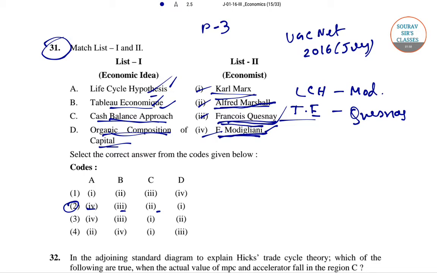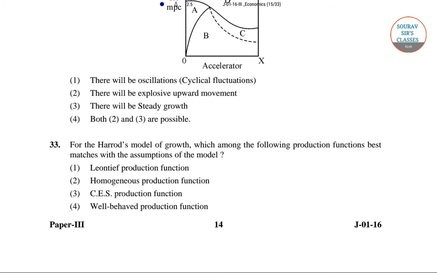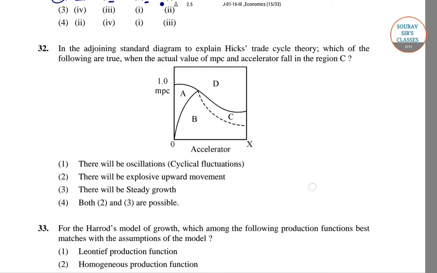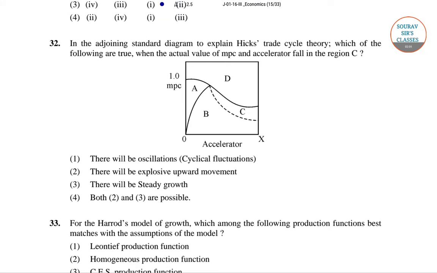Now we'll go to the next question, which is question number 32. In question number 32, it is given: in the following adjoining standard diagram to explain Hicks trade cycle theory, which of the following are true when actual value of MPC and accelerator fall in the region C. So we know for question number 32 there will be cyclical fluctuations. So option 1 is the right answer.